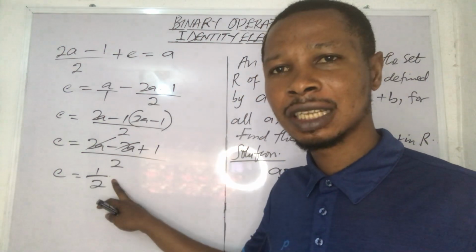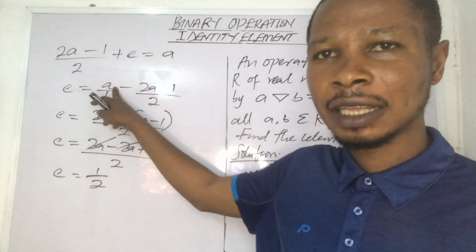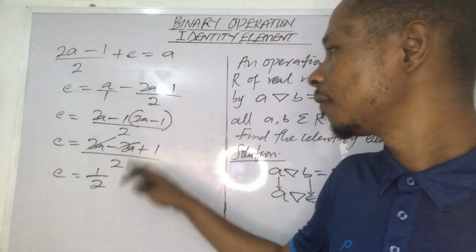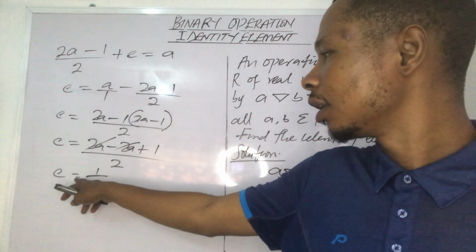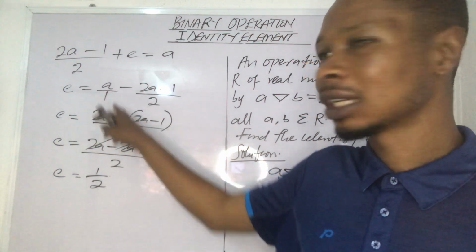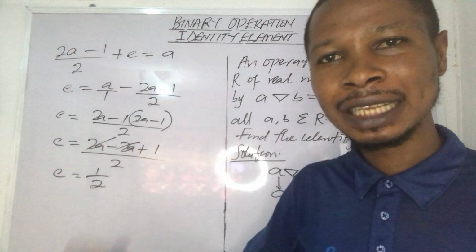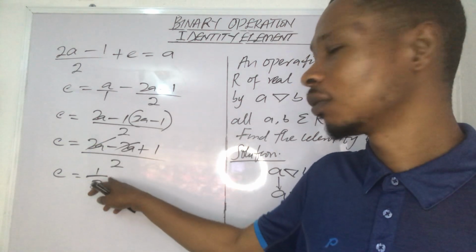You see the answer: the identity element does not contain A again. So this binary operation has an identity element. If for any question that you solve, you have E and see an alphabet attached to it, then that binary operation has no identity element. But for this one, my identity element is 1 over 2.